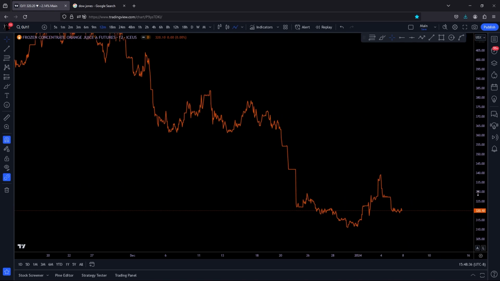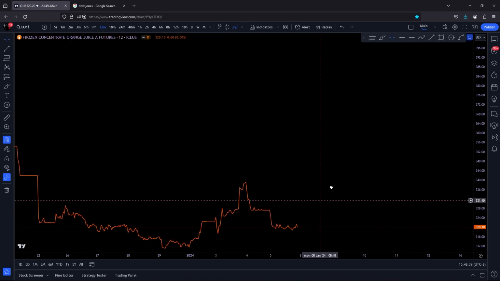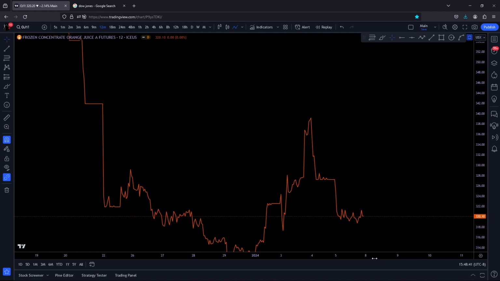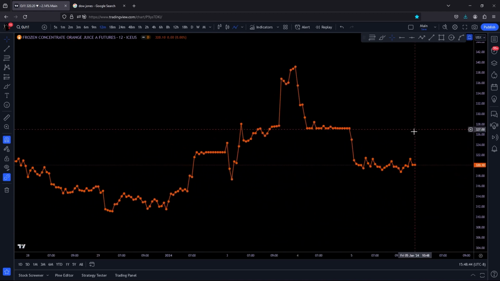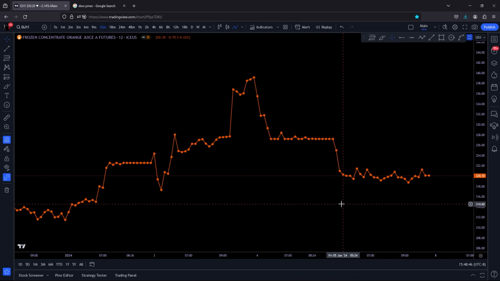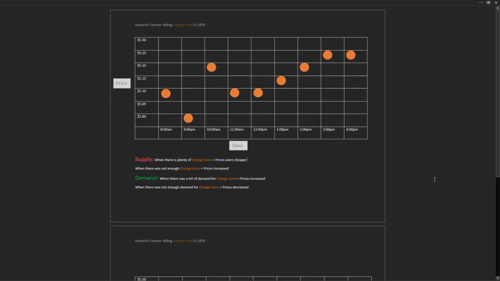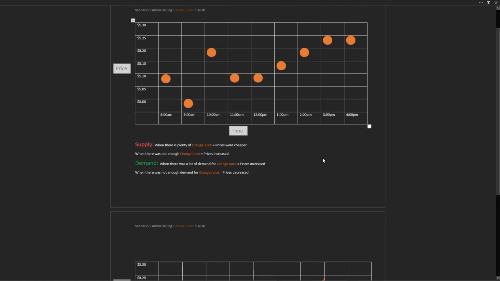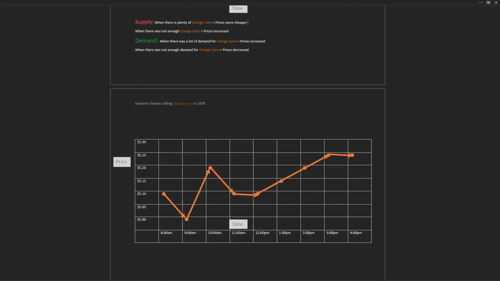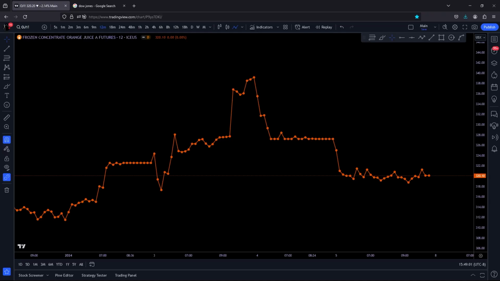So if we zoom in on this hourly orange juice chart, does that look familiar? That's pretty familiar to me. All that is this. You connect the dots, and this is what you get. So you can see a lot of truth that Dow Jones went over in this market.